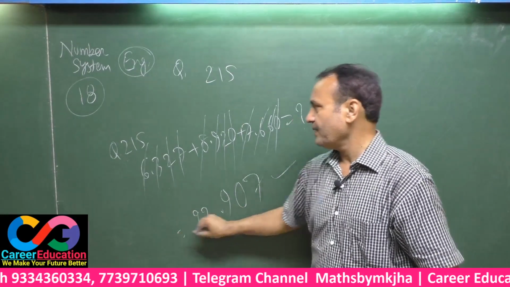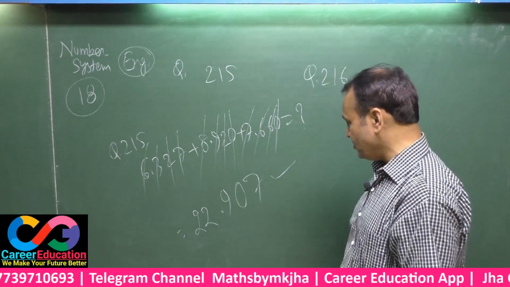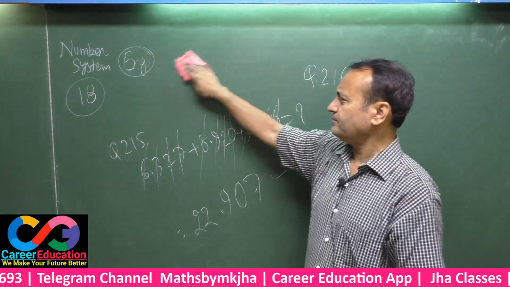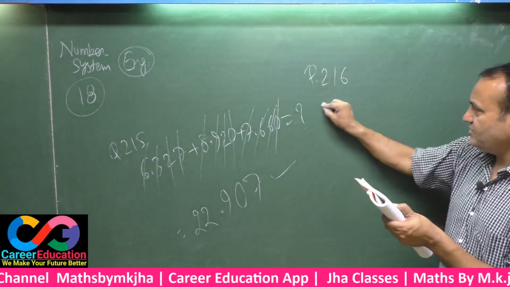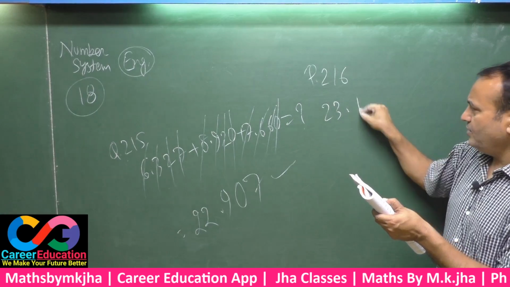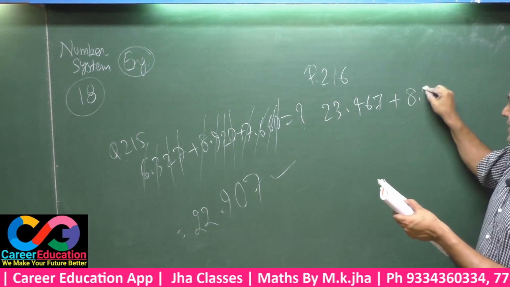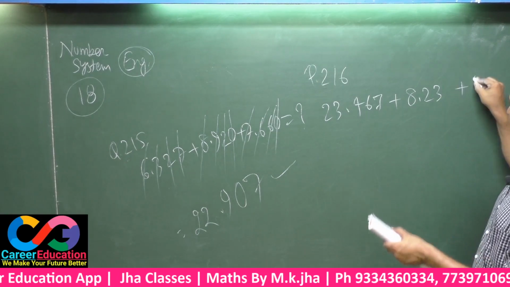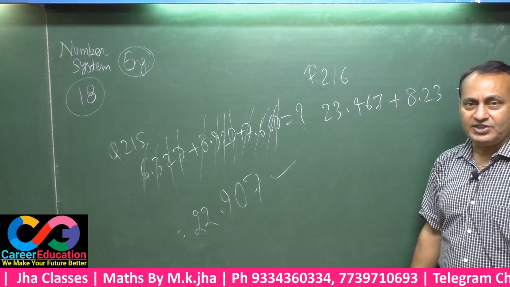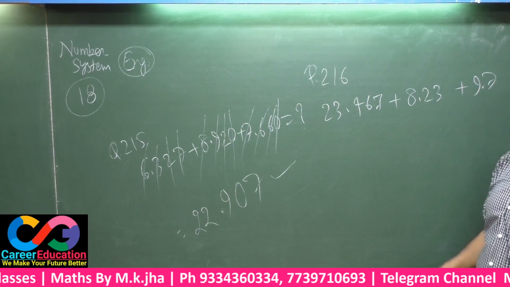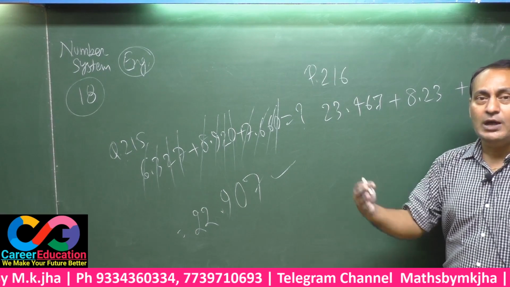Okay. Not done. Then I will be coming to question number 216. Not done. Question number 216 is 23.467. The same situation prevailing here as well. 8.23 plus 9.7. See here. Here is decimal after 3 digits. Here decimal after only 2 digits. Here decimal after only 1 digit. That means you have to make up. You have to make the equality here.